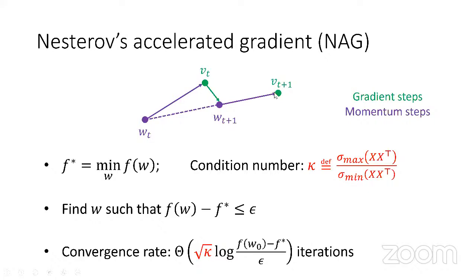Okay, so in the notation that we just established in the previous slide, where f star stands for the minimum value of f, and kappa stands for the condition number of XX transpose, the convergence rate of Nesterov's accelerated gradient descent turns out to be a square root of condition number times a logarithmic factor, whereas for gradient descent, it was linear in condition number, right?